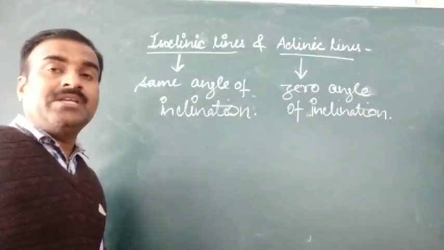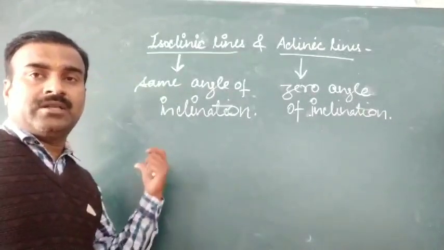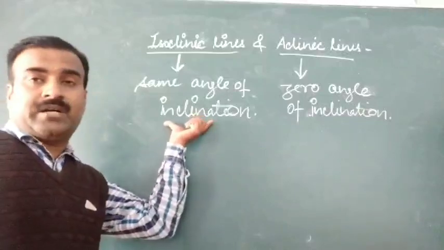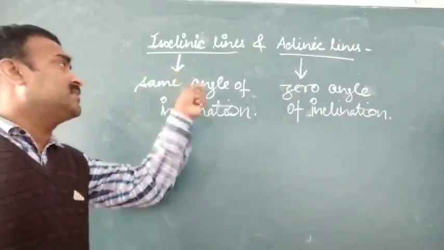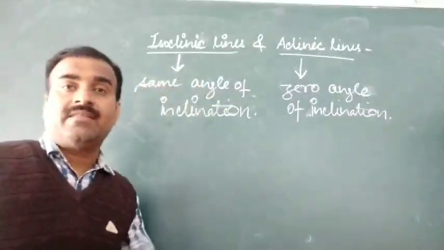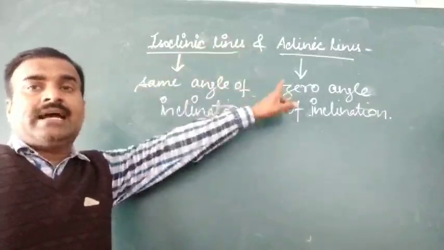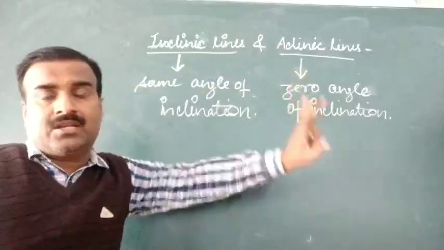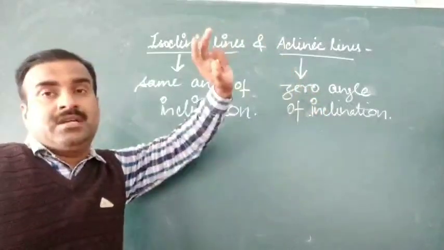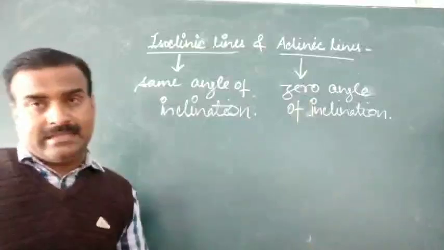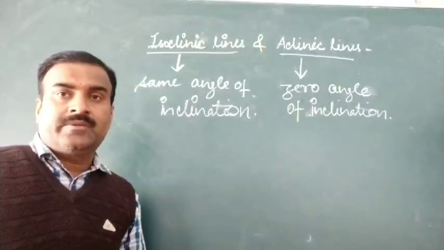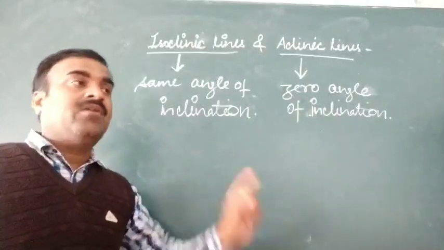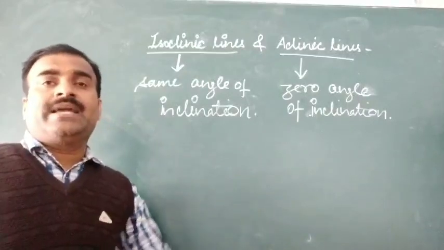Okay, a line joining all the places on the globe having the same angle of inclination is known as isoclinic, and a line joining all the places on the globe having zero angle of inclination is known as aclinic lines. Clear to all?